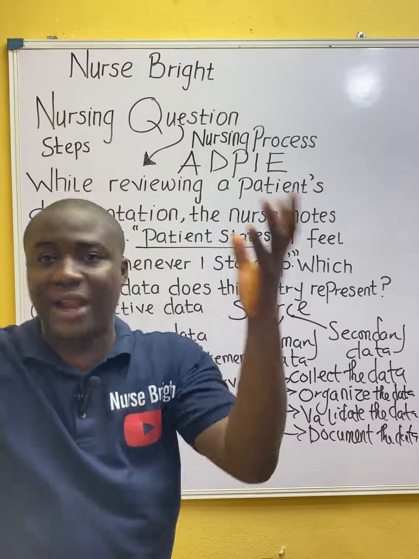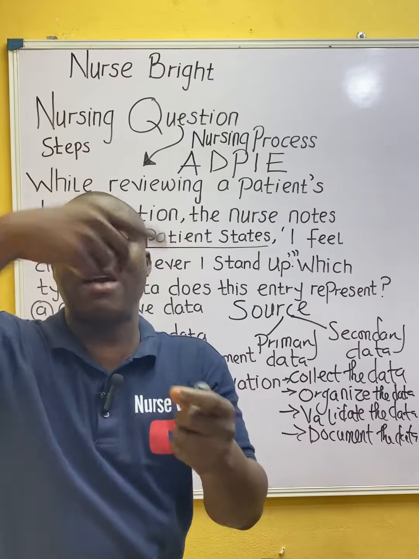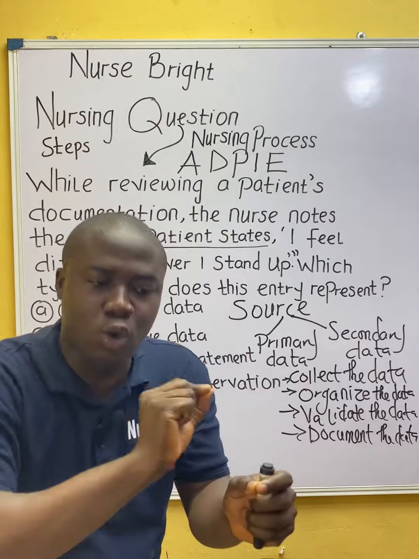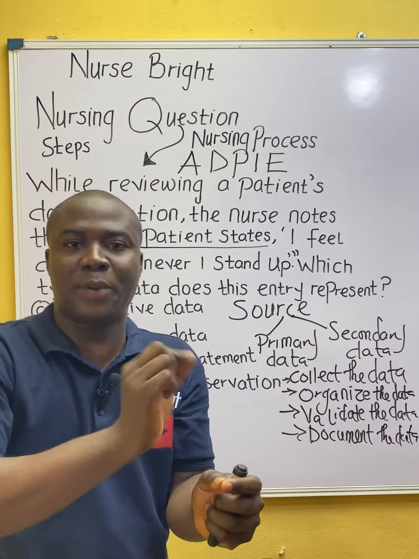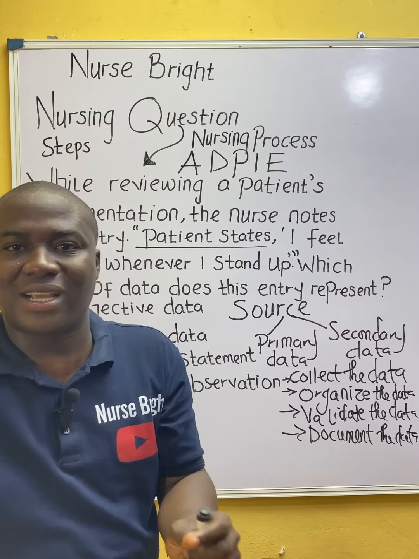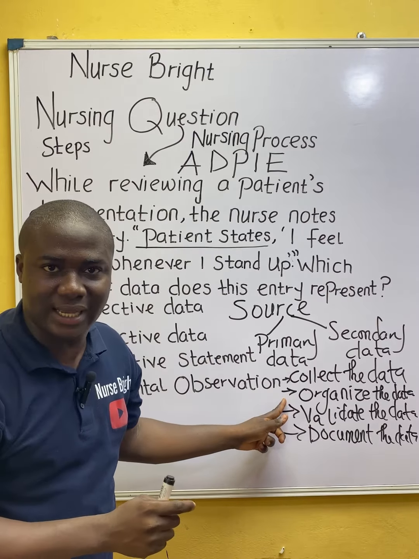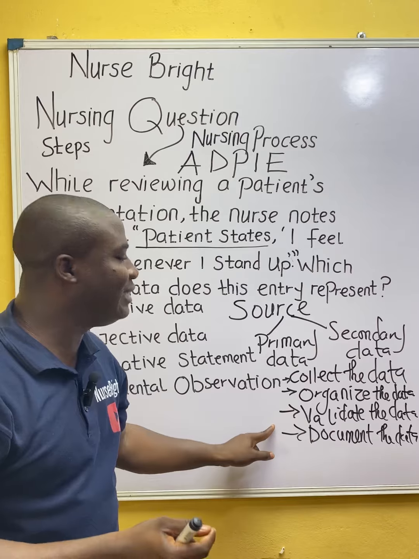It has to do with the brain and the rest of the nervous system. So you just write nervous system. Under nervous system, you also put that data, which the patient stated, I feel this whenever. So this is you organizing the data. After that, you validate the data.